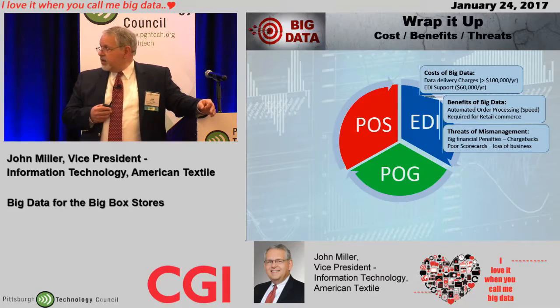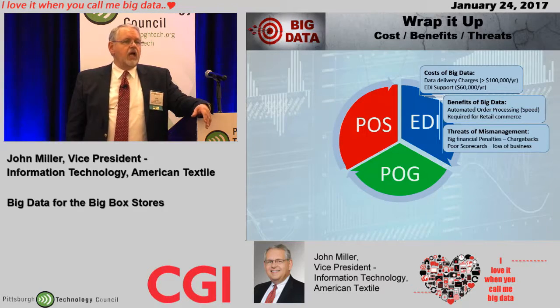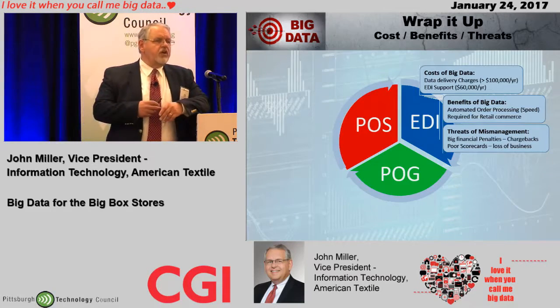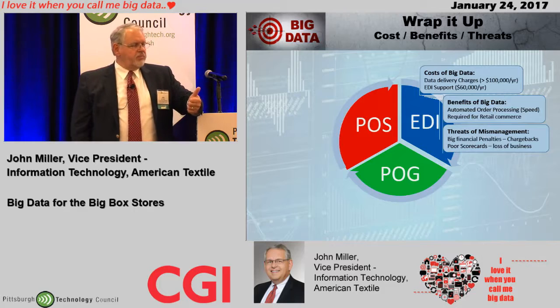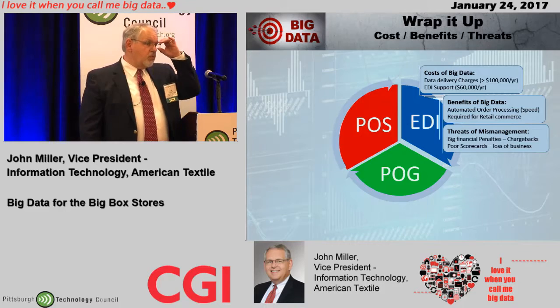Threats of mismanaging your big data. Big financial penalties, the chargebacks we talked about, could be hundreds of thousands of dollars a year, could be millions of dollars a year, could be enough to make your company into a nonprofit. Poor scorecards. We get a scorecard from all of our customers. 92 years old, we're still getting scorecards. We're still getting report cards. They tell us how well we did on on-time shipments, shipping complete, and were we compliant with everything we need to be compliant on? So if we had ASN errors, if we didn't ship complete, we get marked down. You get marked down enough months in a row and they will no longer be one of your customers.